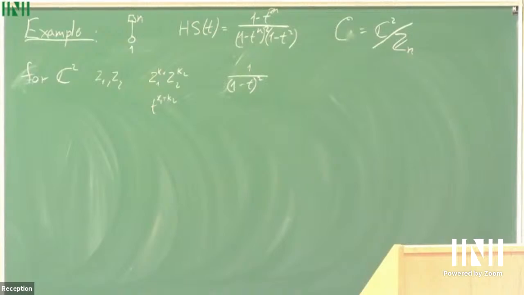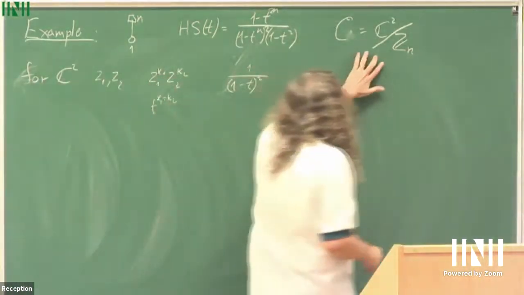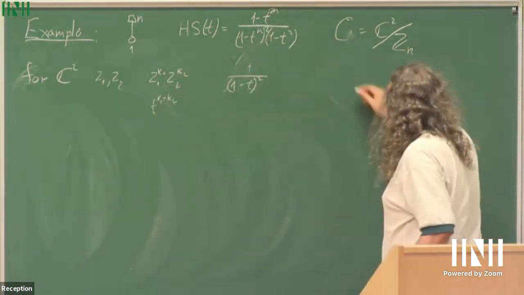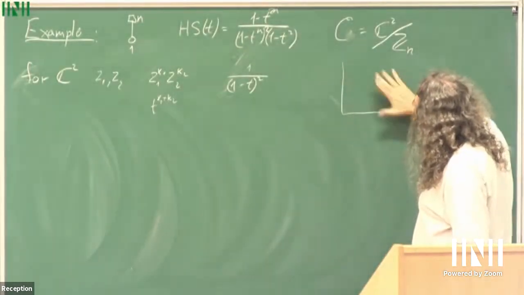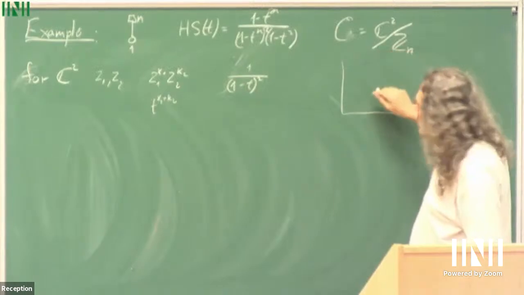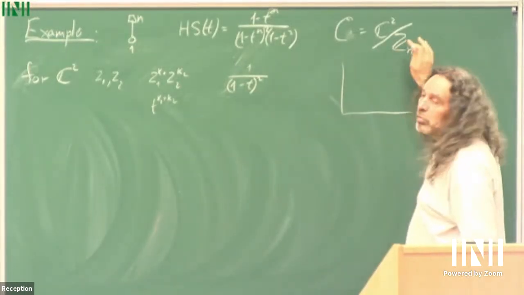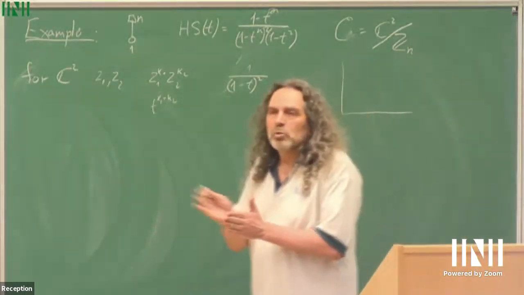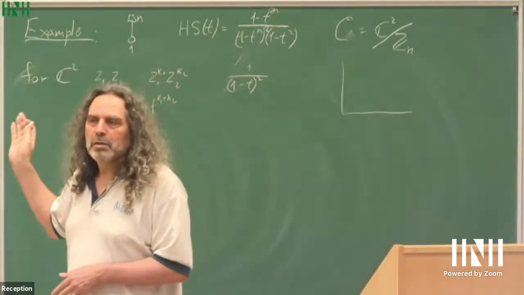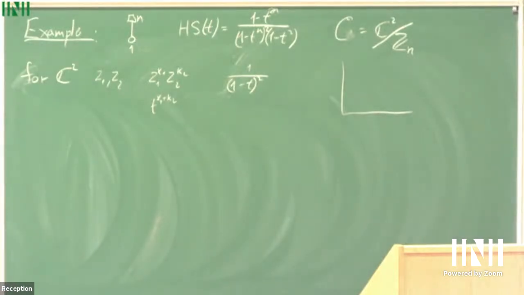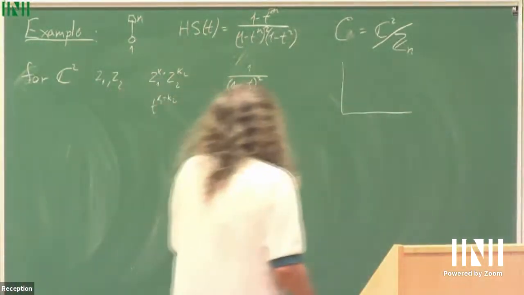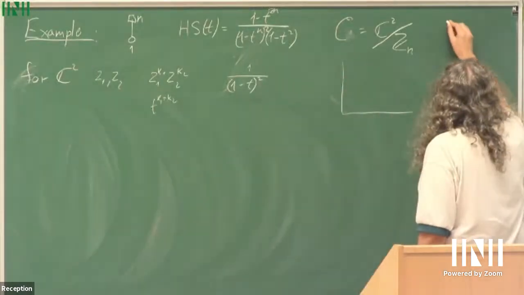For C2 mod Zn, what I need to do is to take all of the holomorphic functions of C2, the functions which are non-trivial under Zn, drop them, and only keep those which are trivial under Zn. The Zn action is the usual Zn action.